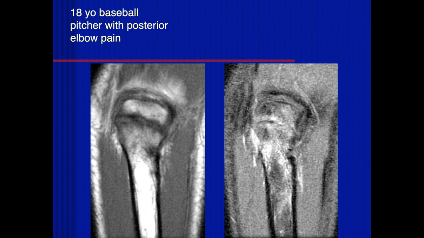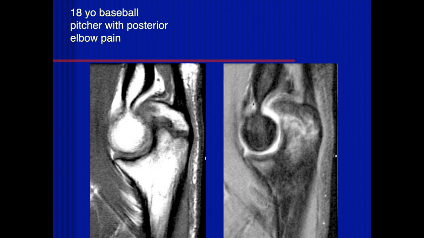An 18-year-old baseball pitcher with posterior elbow pain, and here I think you have a fracture of the olecranon. This looks like it's probably a recurrent injury. Yeah, so this is a chronic repetitive traction injury. You can see a lot of bone marrow edema, and as opposed to the previous one, this is actually a chronic repetitive stress fracture. That's a separation of the physis. It's right along where the physis is, and it's not healing.